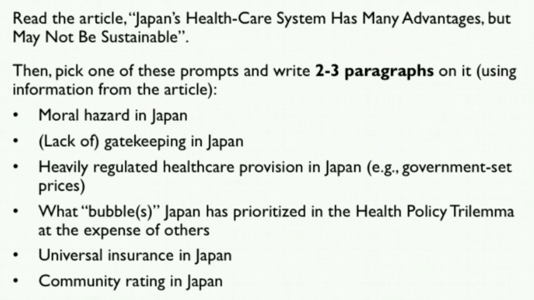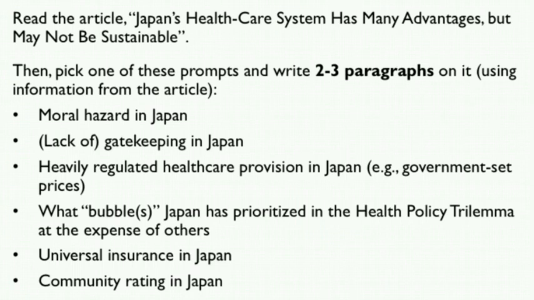The second prompt is you could talk about how gatekeeping looks in Japan. The article describes how there's not a lot of gatekeeping in the Japanese healthcare system, and this has created some problems, so you can discuss for 2 to 3 paragraphs what gatekeeping looks like in Japan, or specifically what it doesn't look like in Japan, and the problems that has led to.